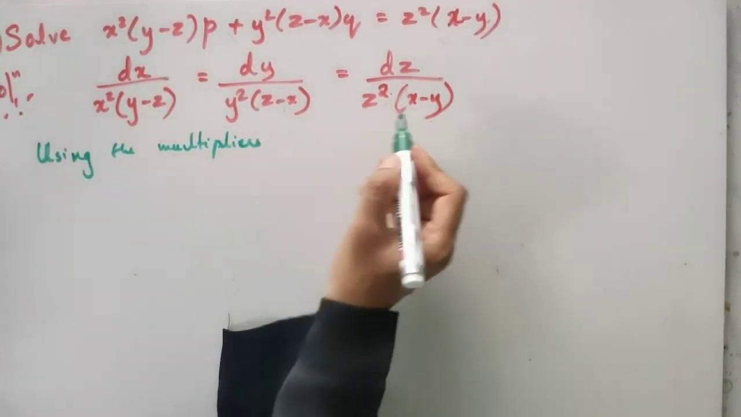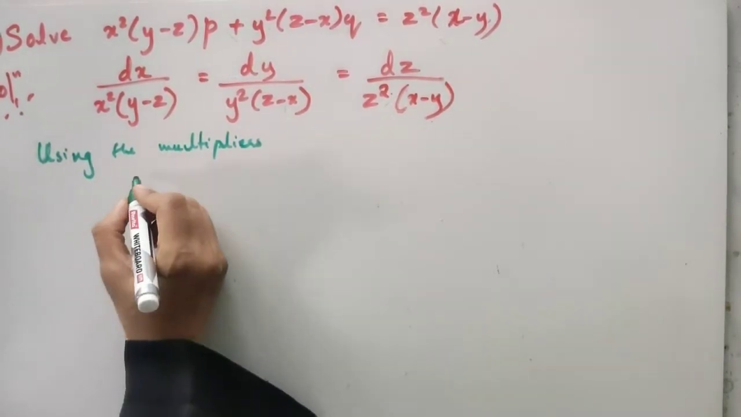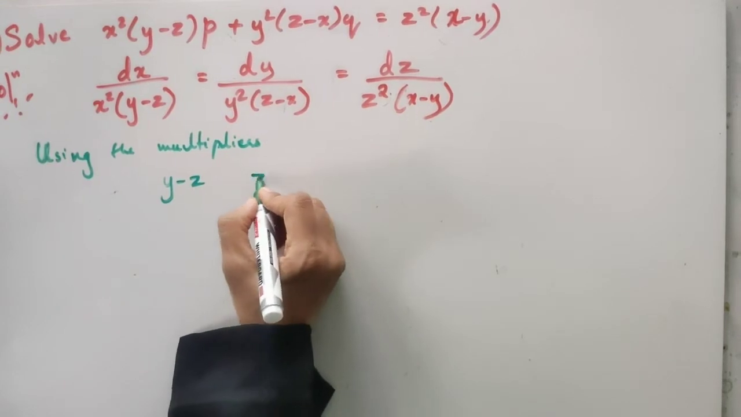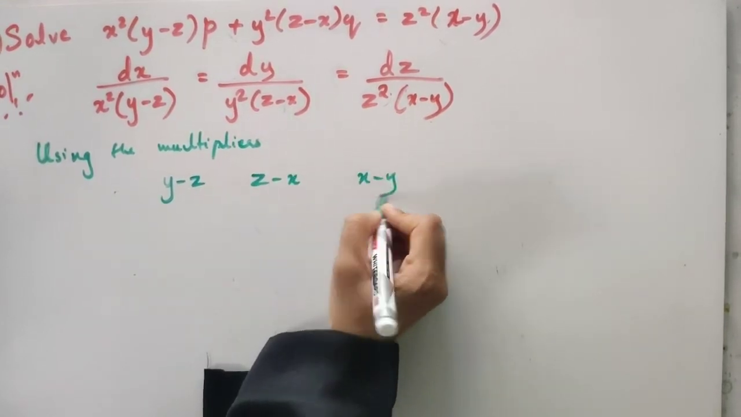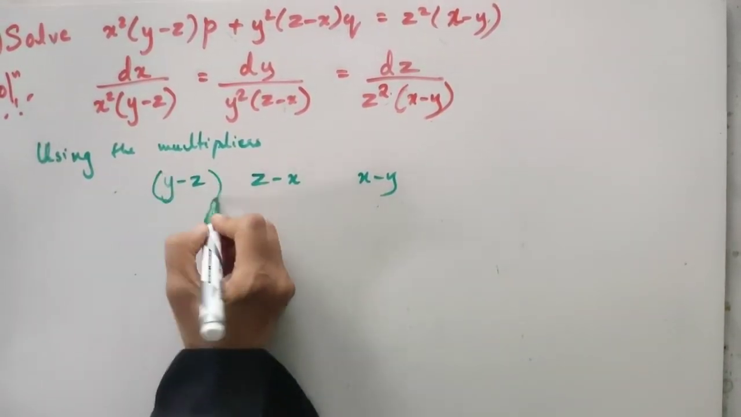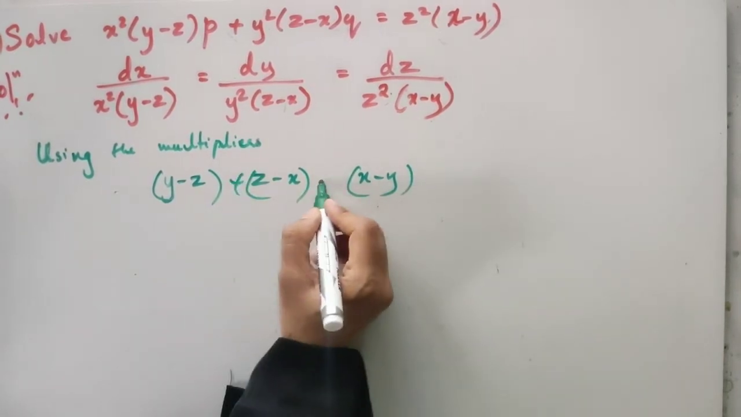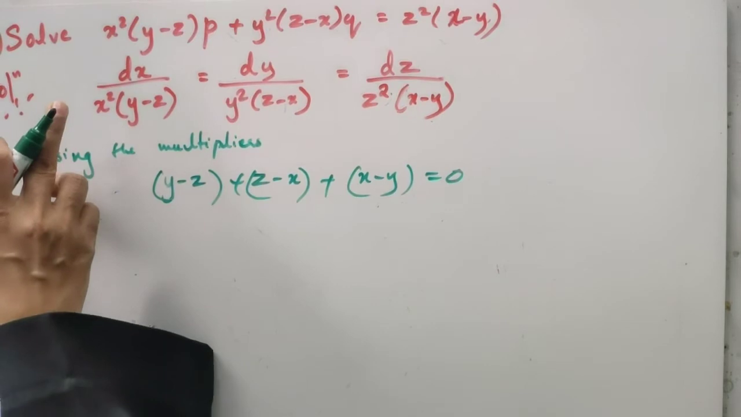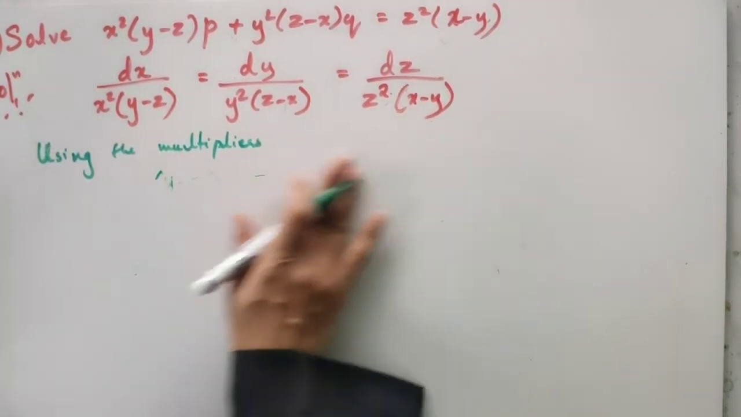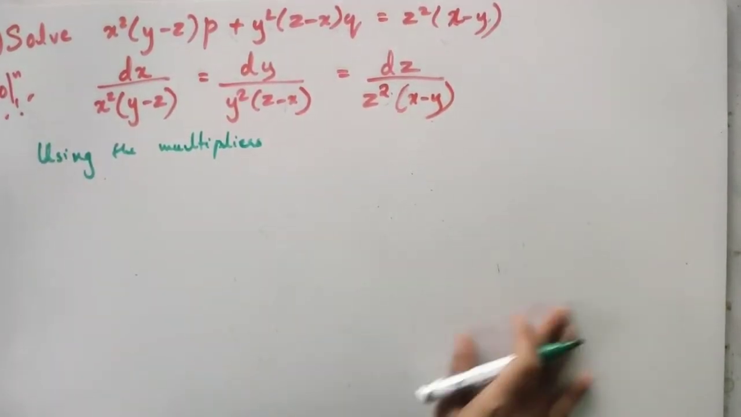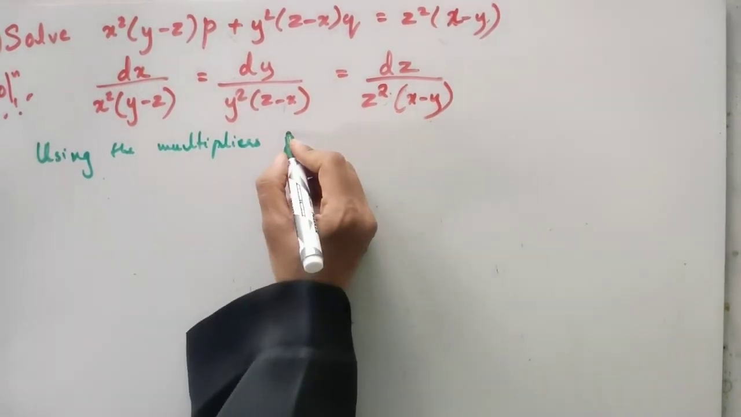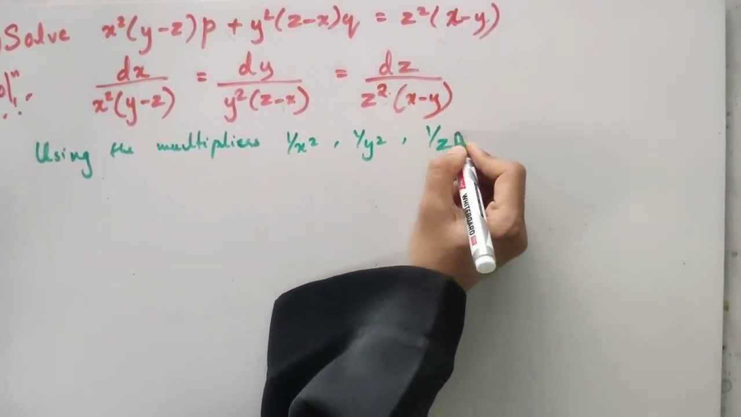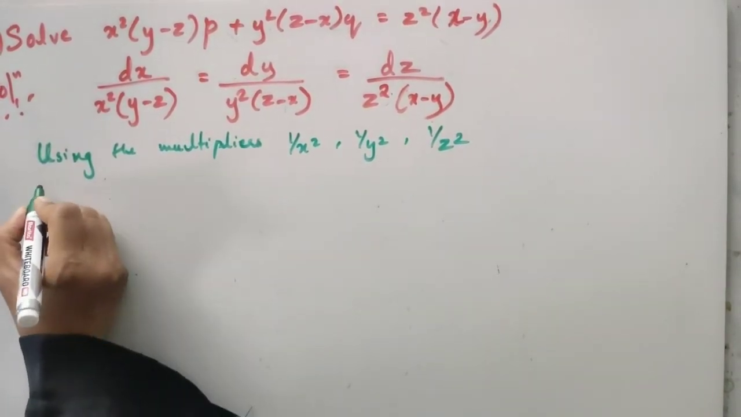If you want to find out how to find the multipliers, you just consider the bracket terms y minus z, z minus x, x minus y. You just see, if you add all of them, they are getting cancelled, it is equated to 0. So if I use the multipliers 1 by x square, 1 by y square, 1 by z square, I'll get the solution. Yes or no? So use the multipliers 1 by x square, 1 by y square and 1 by z square. So by doing so, you are doing what?